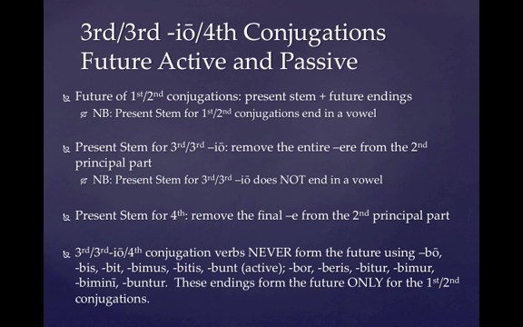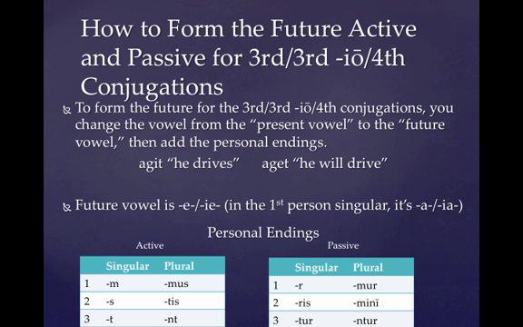What you absolutely need to understand from the very beginning is that third, third io, and fourth conjugation verbs never form the future using bo, bis, bit, or bor, beris, bitur at all. Those endings form the future only for the first two conjugations. Third, third io, and fourth is different, okay?